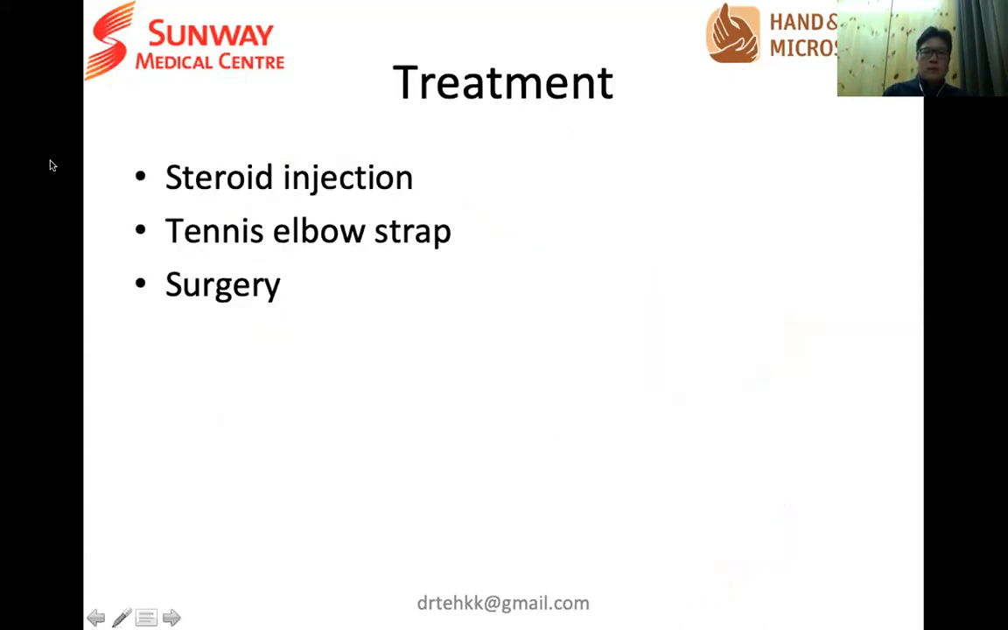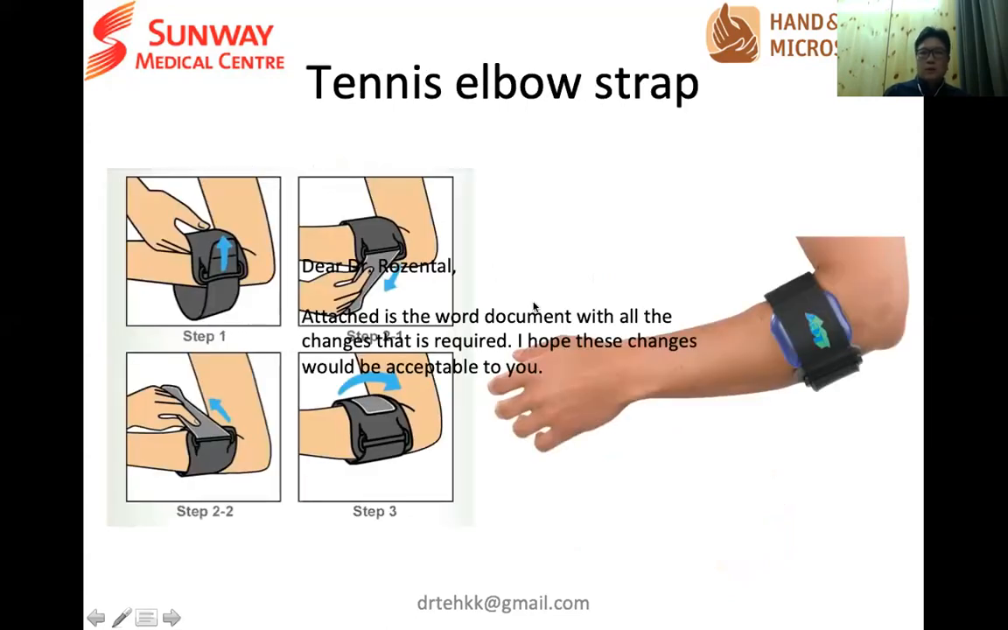So treatment, again, we can give a steroid injection, we give you a tennis elbow strap, and lastly, we do surgery. So how does the tennis elbow strap work? I tell patients, this is the muscle, and there's already a tear here. Every time you extend or flex your wrist or extend your fingers, this pulls on the muscle attachment of the extensor muscle. So by putting a strap around here, you avoid that pull and avoid pressure to that area and tearing it further. That reduces the pull and allows the tendon to heal.